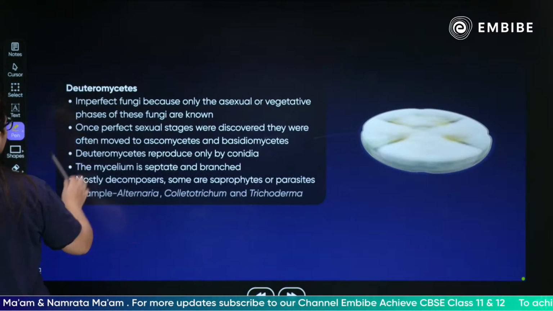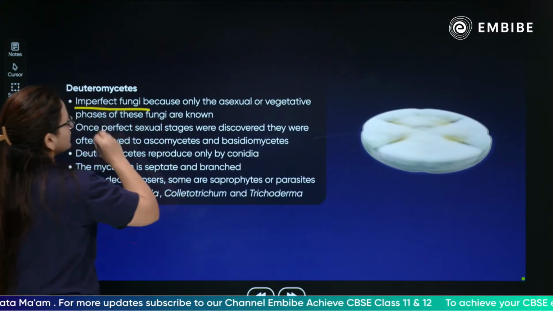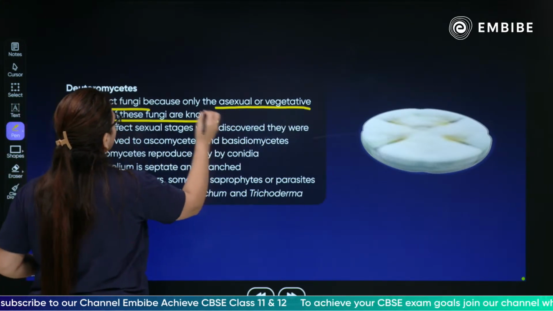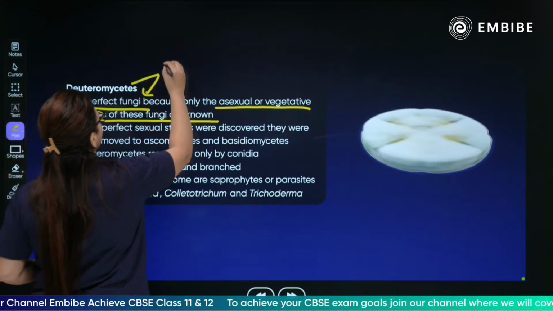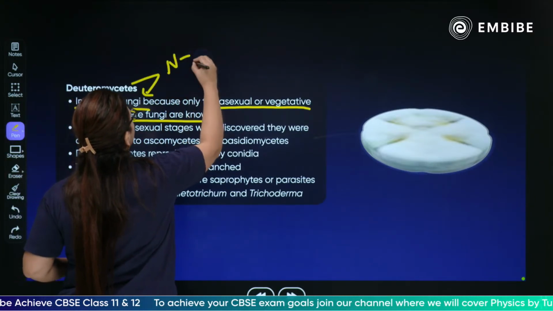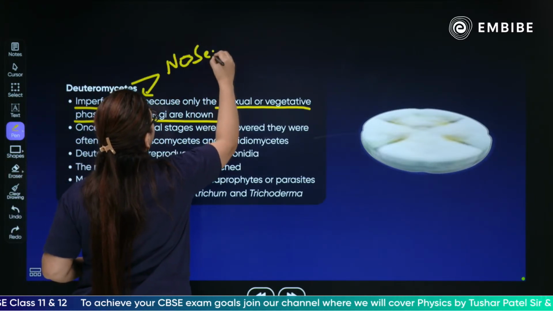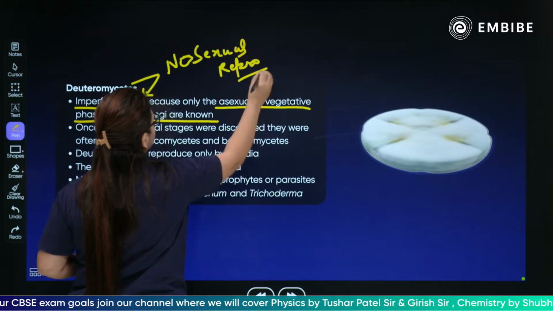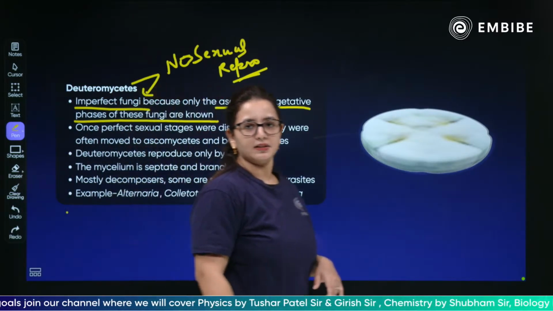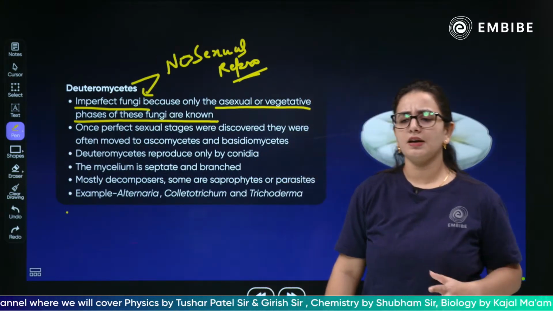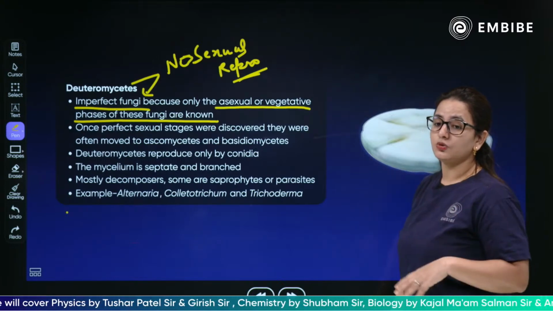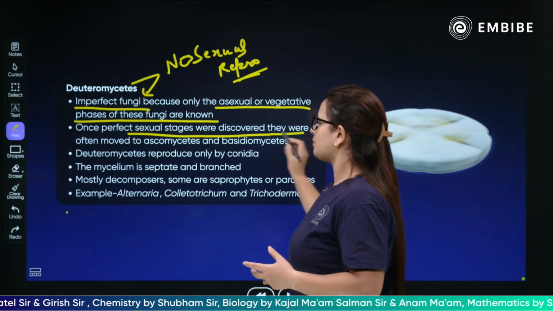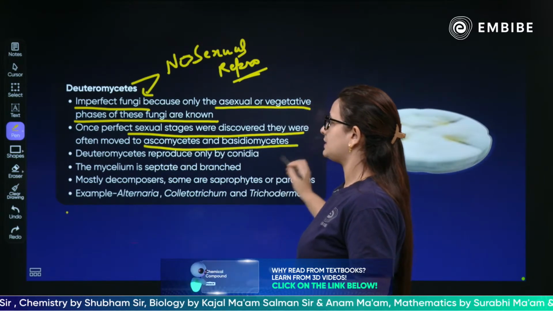Why are deuteromycetes called fungi imperfecti? Because only the asexual and vegetative phases of these fungi are known. It is called fungi imperfecti because there is no sexual reproduction, and that is why deuteromycetes are called fungi imperfecti. Once perfect sexual reproduction was discovered, they were moved to ascomycetes and basidiomycetes.